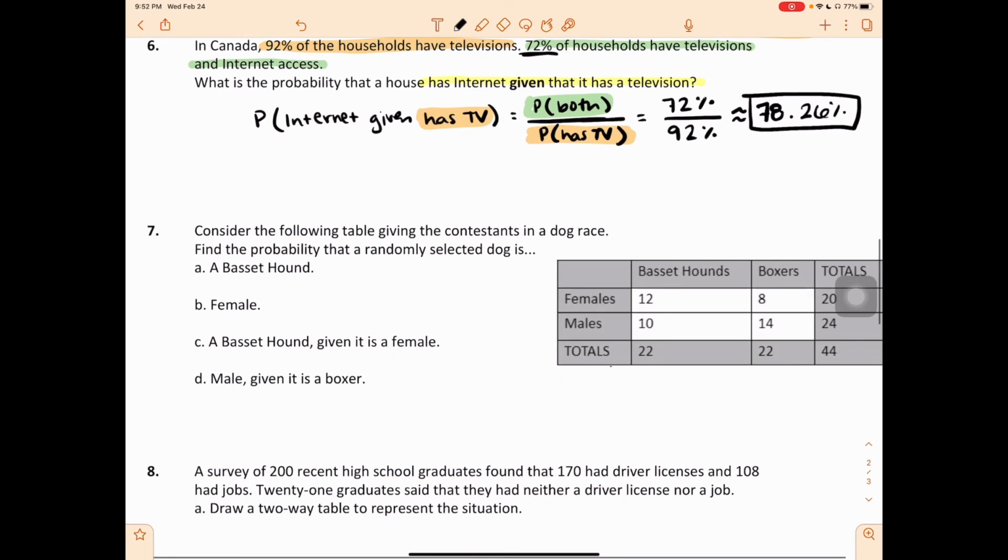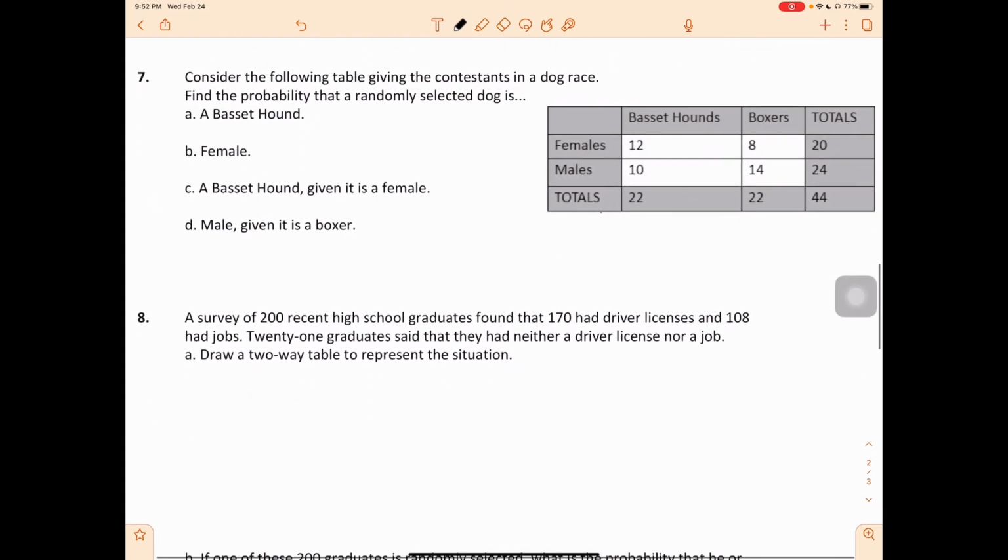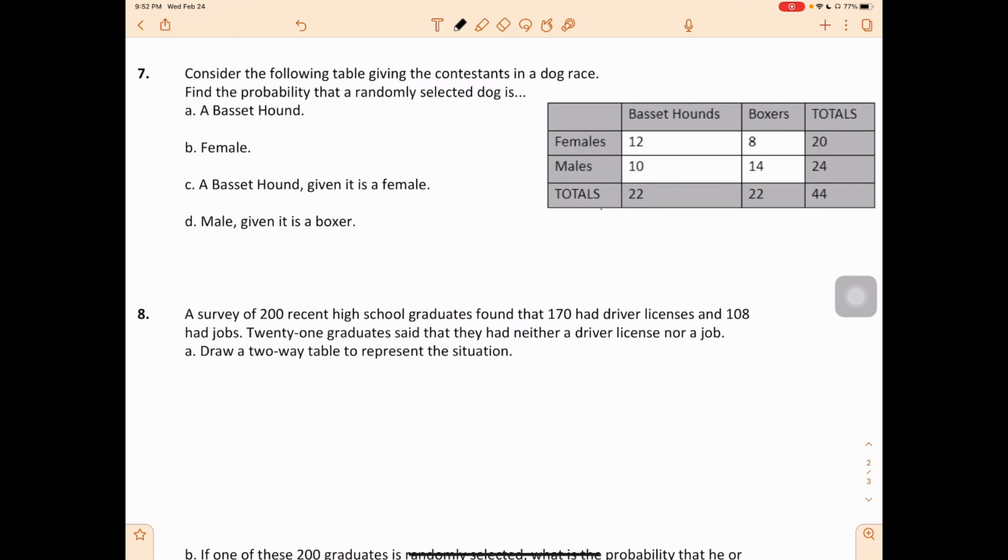Okay, so number 7, it says, consider the following table giving the contestants in a dog race. So this one's nice. It already has all the totals. So remember, if you're ever looking at a table and they only gave you this info that I'm putting in a box here, you need to add the totals, the column and the row. Okay, this one's nice. It already gives you each of the totals. So find the probability that a randomly selected dog is a basset hound.